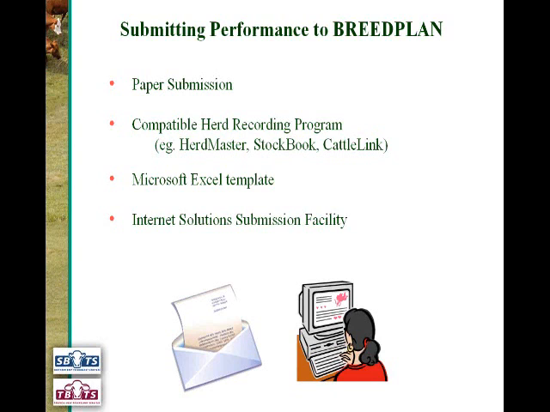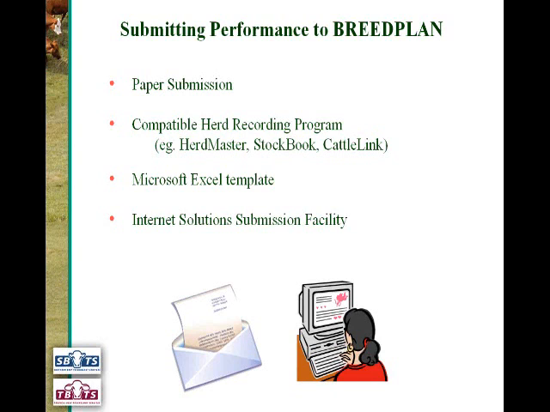Yeah, there are also a number of electronic options. If you're entering the information into your herd recording program, such as Herdmaster, Stockbook, or CattleLink, you can then extract the information out of there and email that off to Breedplan. There's also the standard Microsoft Excel template, which is available on the Breedplan website. It has the different columns in it for the live animal ultrasound scanning information. And there's also the Internet Solution Submission Facility, the same facility that you can do your EBV searches and animal searches on through your breed society. It also has a designated area. You can get a member login and password, log in there and actually submit your performance information.